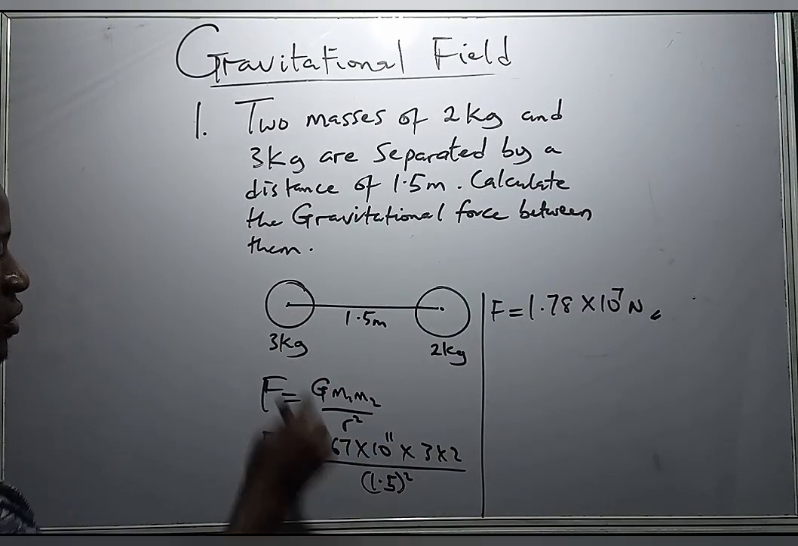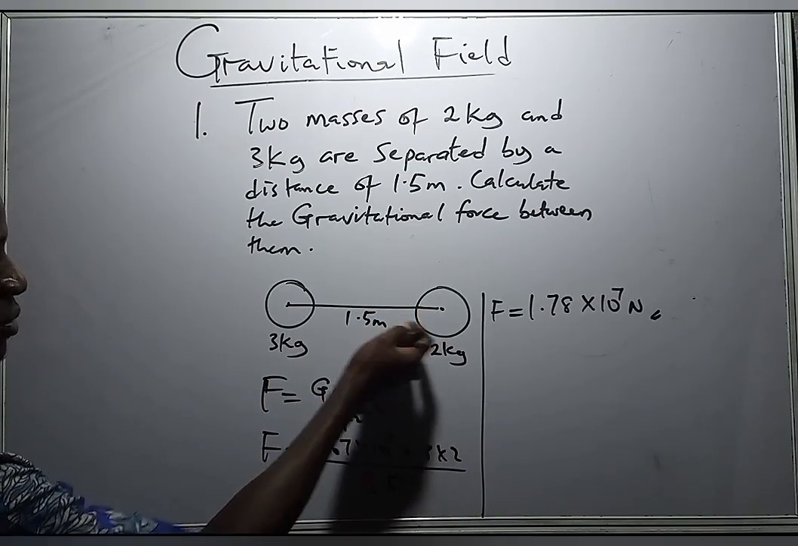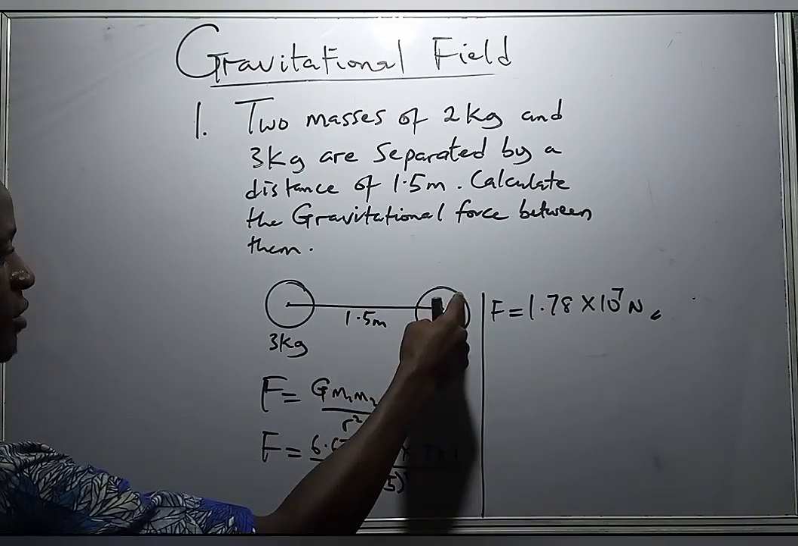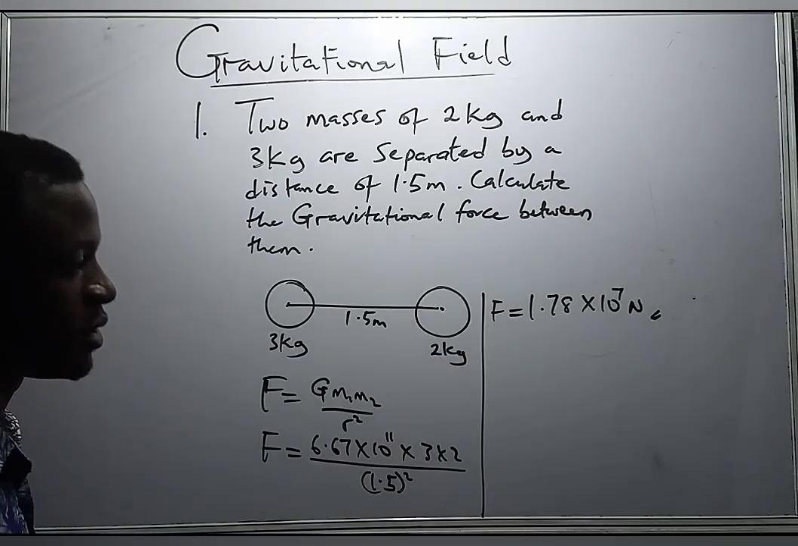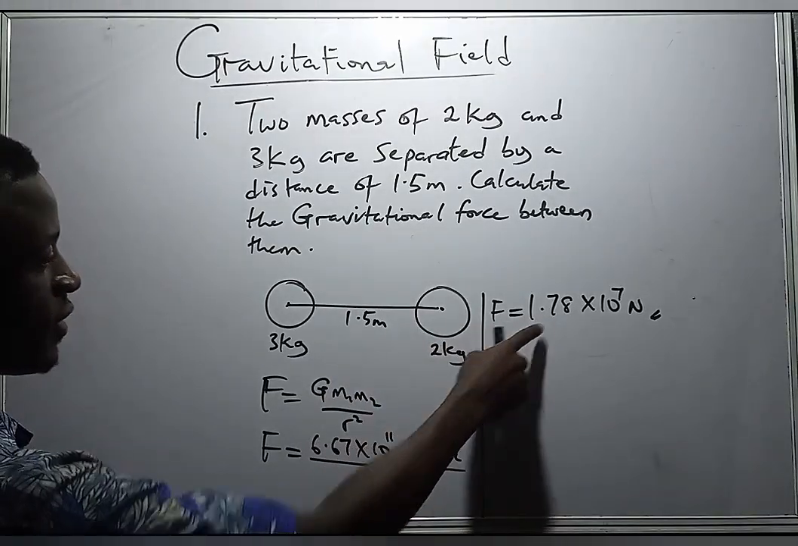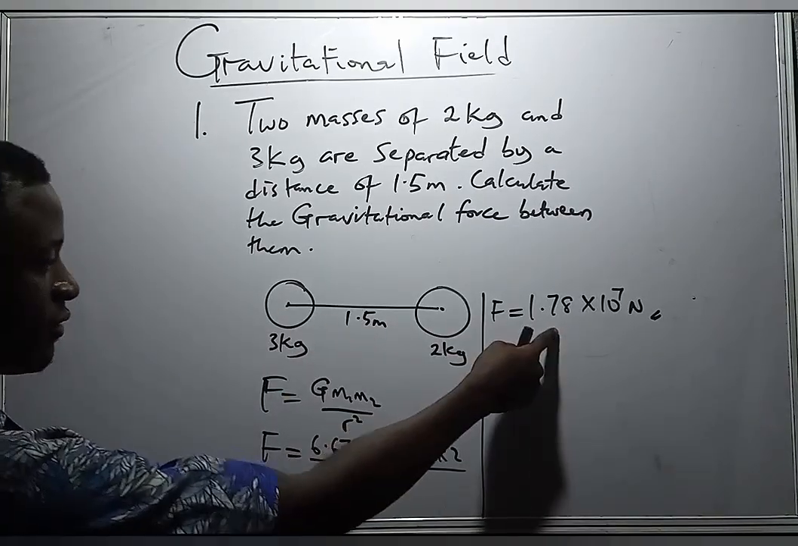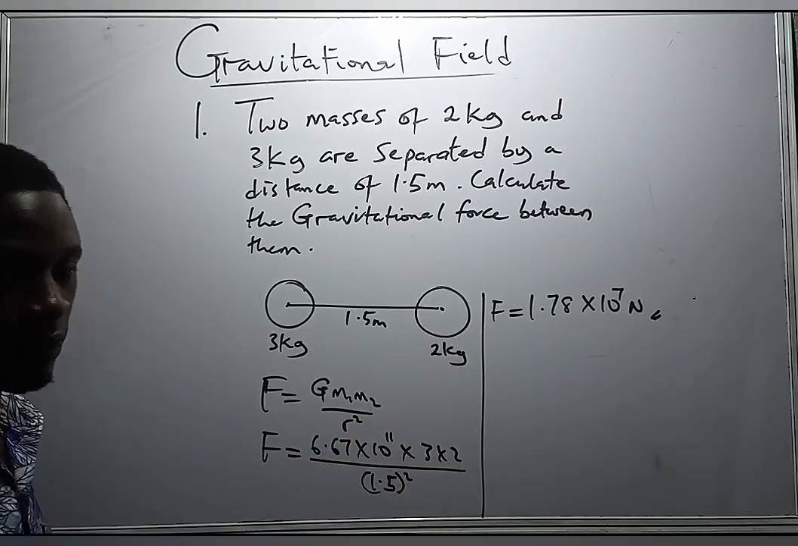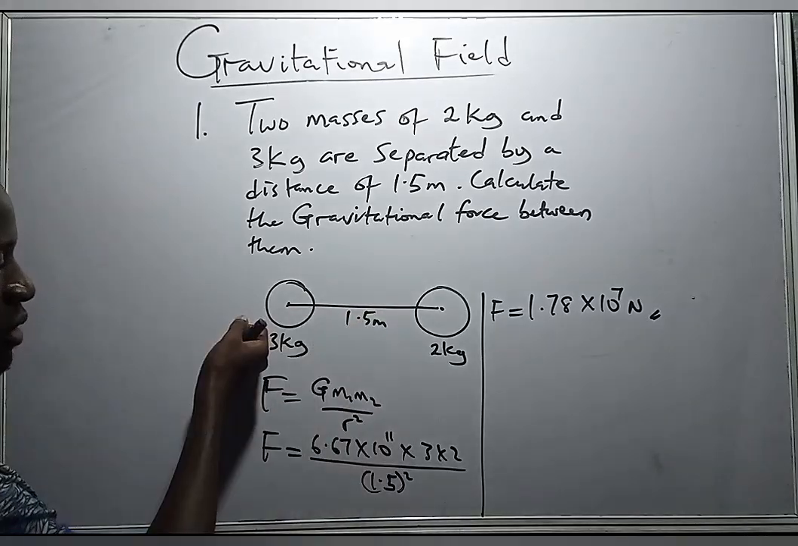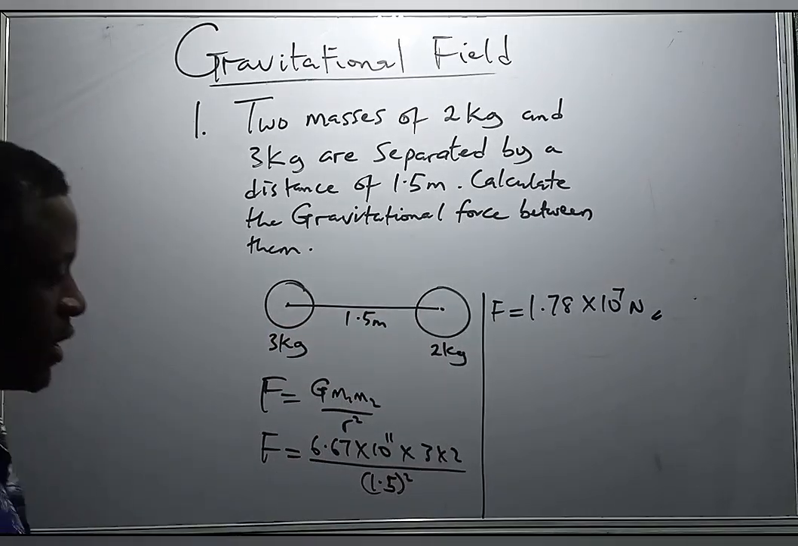This particular object is pulling this other object with this force of attraction, and this object also is pulling the other object with the same force of attraction. Please, the magnitude of this force of attraction is the same for both objects. This object is pulling with this force, this other object is also pulling with the same force, just that one is pulling in the positive x direction and the other one is pulling in the negative x direction.